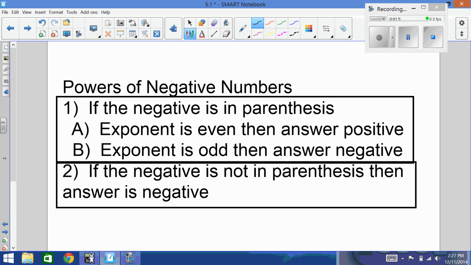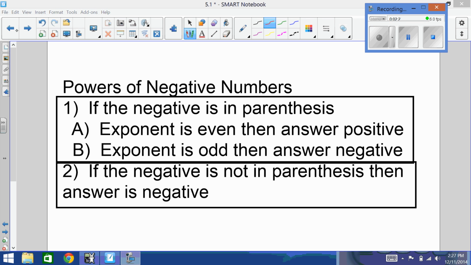All right, powers of negative numbers. If the negative is in the parentheses, all right, so I'm showing a shortcut now on what we just did. If the exponent is even, then the answer is positive. If the exponent is odd, then the answer is negative. And then another one: if the negative is not in the parentheses, then the answer is negative. Okay?